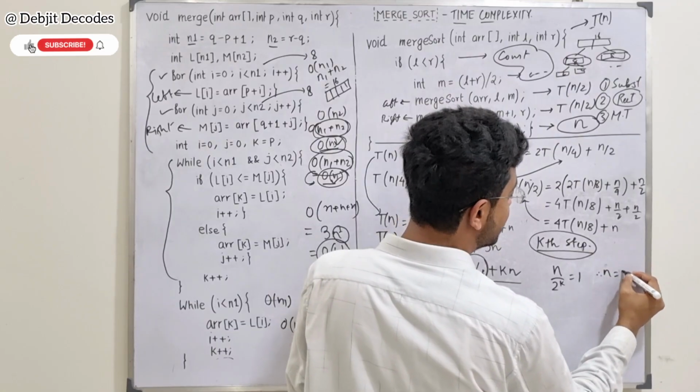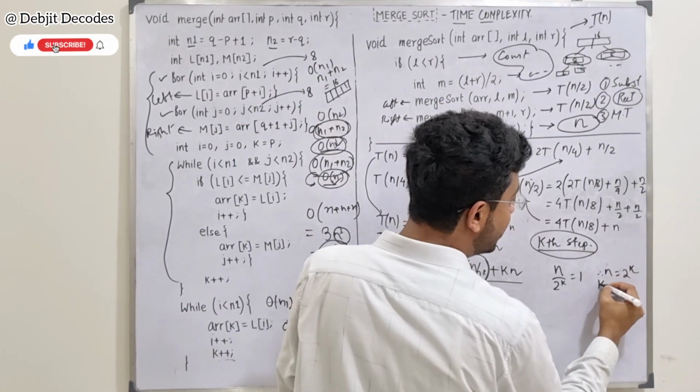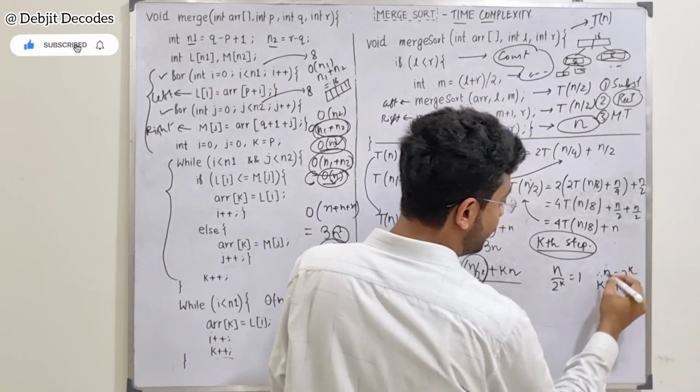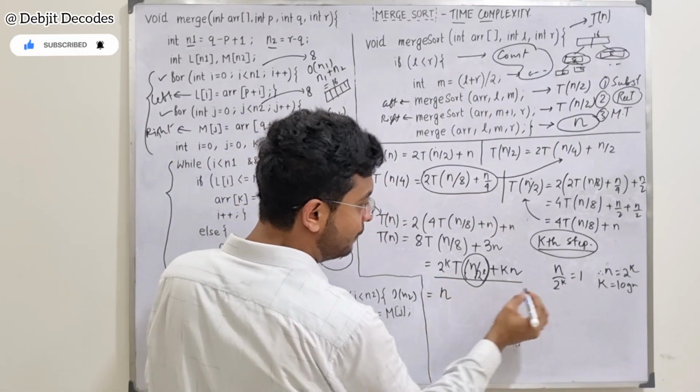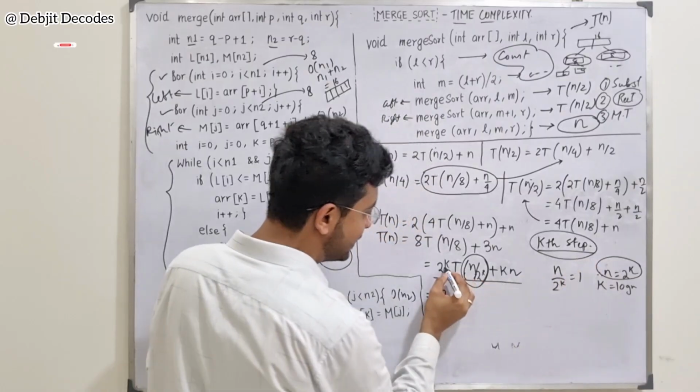That means n equals 2 to the power k, or k equals log n. If we take log on both sides, k becomes log n. So 2 to the power k is nothing but n. So replacing this by n.